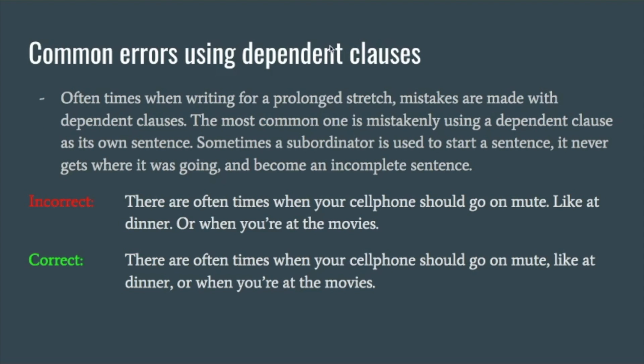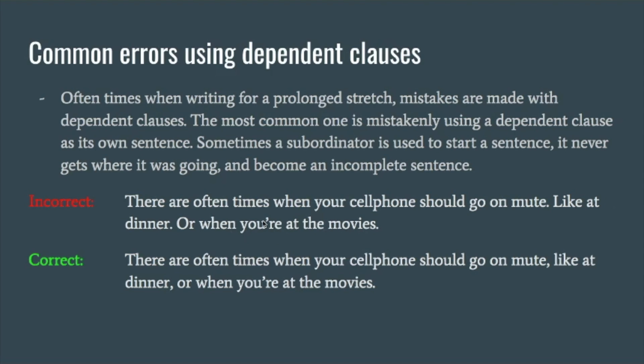Common errors using dependent clauses. The one that I see most as a teacher when I read through is when a dependent clause tries to be its own sentence. If you try to use a dependent clause on its own, you end up with an incomplete sentence, and it just needs a little bit of revision. Sometimes a subordinator is used to start a sentence, it never gets where it's going, and becomes an incomplete sentence. Our incorrect version: There are often times when your cell phone should go on mute, like at dinner. Or when you're at the movies.